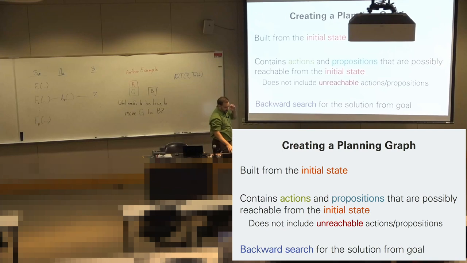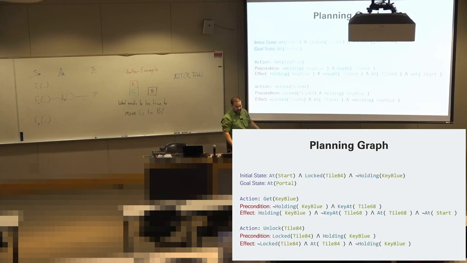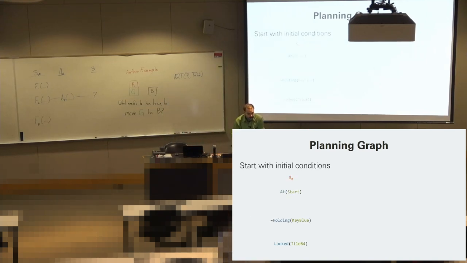So as we build this out, let's imagine we had a very simple little approach. I'm starting at a start location, a tile is locked, and I'm not holding the blue key. My goal is to get to the portal. So I've got to get the blue key. I've got the unlock statement, right? Okay, well, this is where I start listing off my initial state. Well, I'm at the start. I'm not holding the blue key. That tile 8-4 is locked.